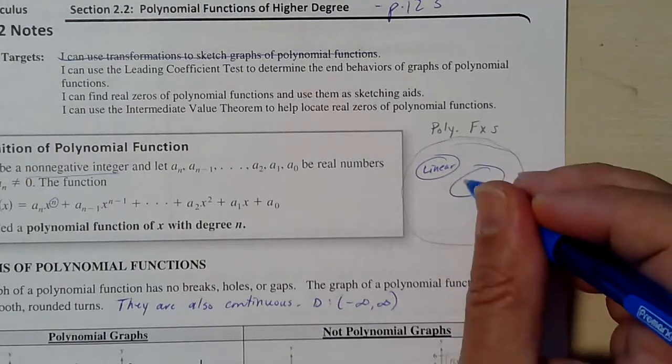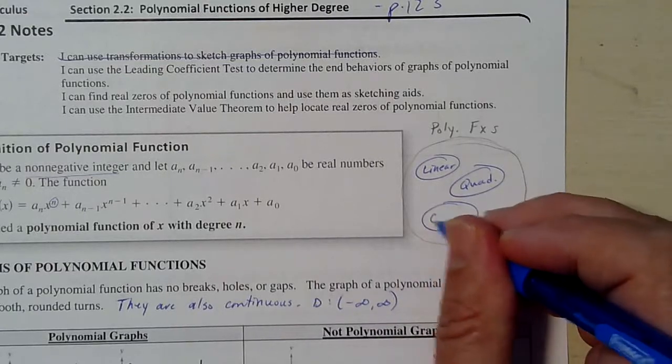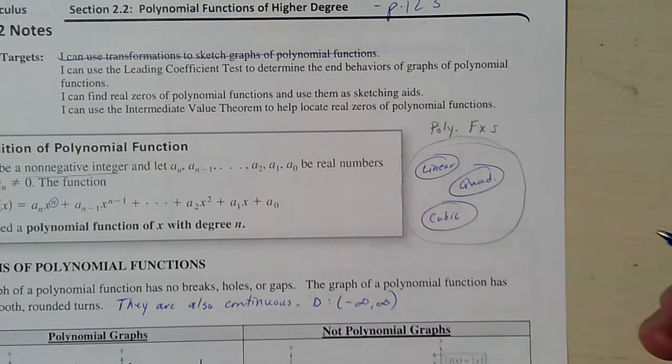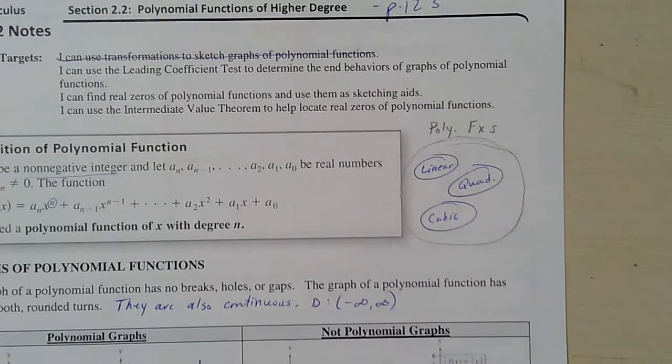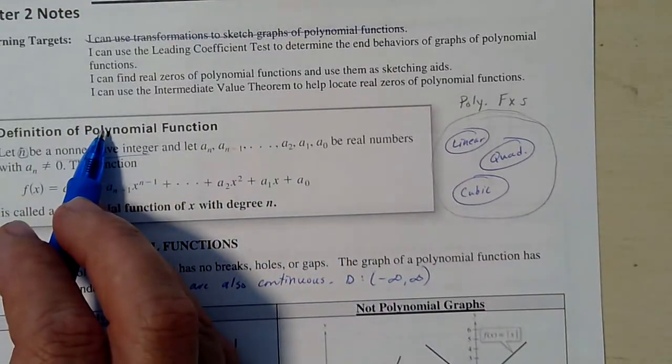So do quadratics. So do cubic functions, third degree. Okay, fourth degree, they call that quartic functions. After you get past fourth degree, they don't really have names for them. We just call it a polynomial function.